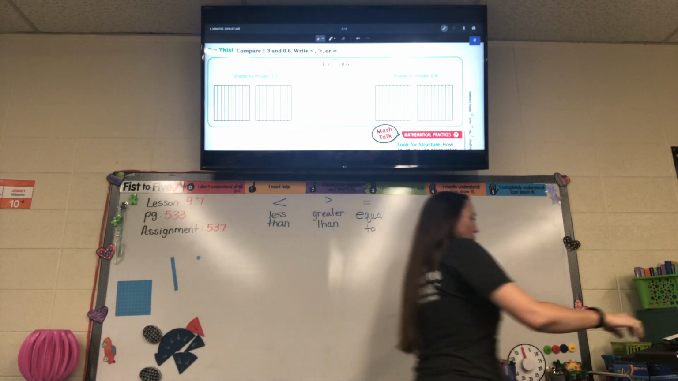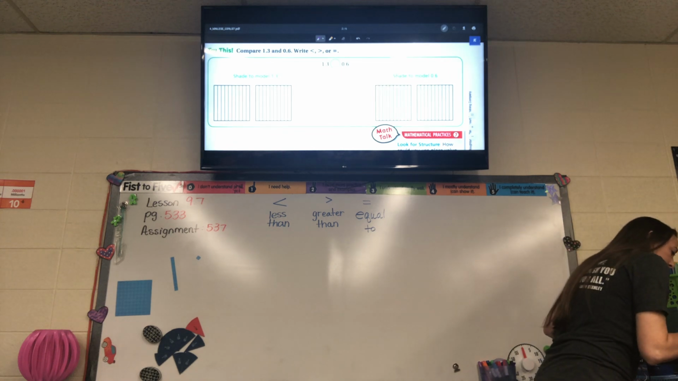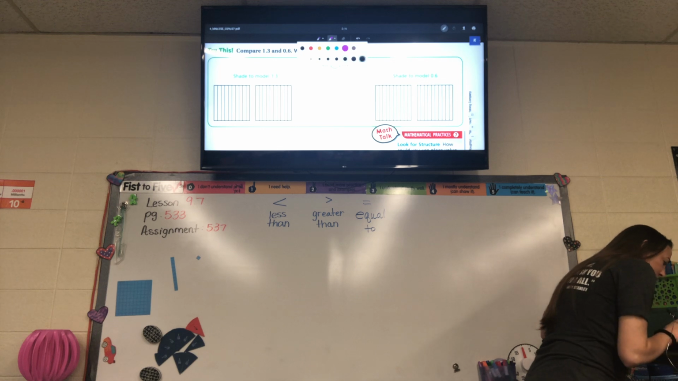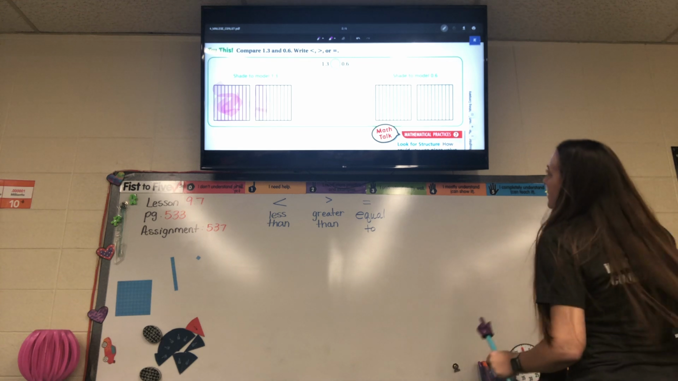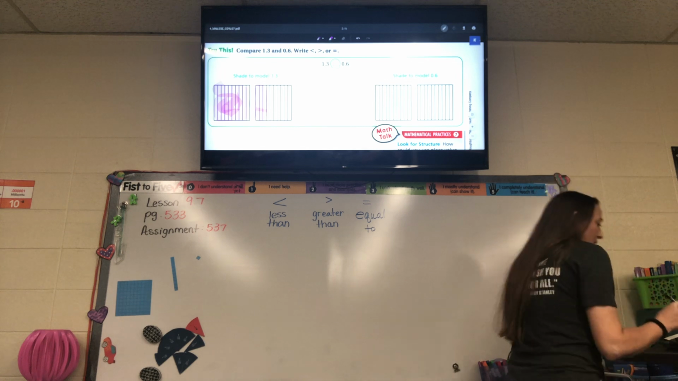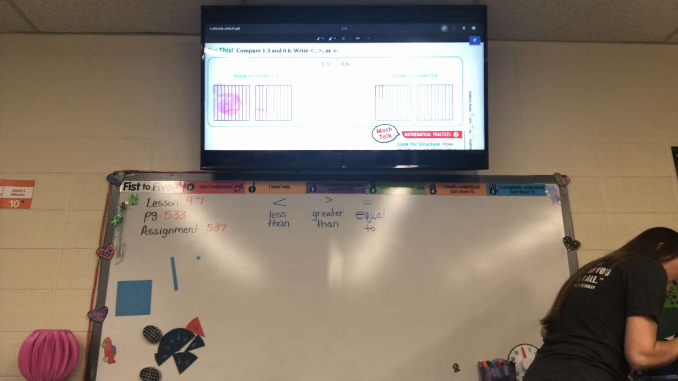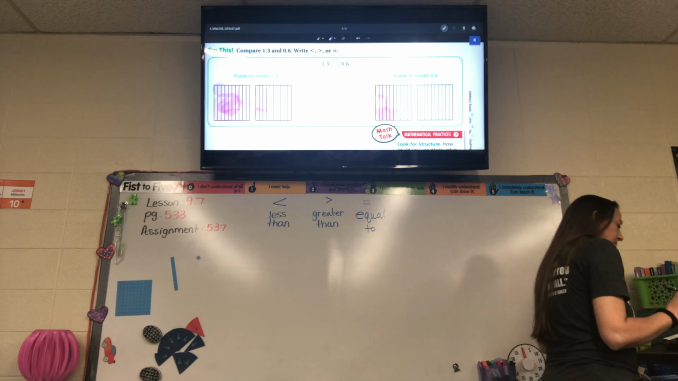All right, now they want us to compare 1 3/10 with 6/10. So we're going to start with shading our model. I'm going to try something a little different on shading this one. I'm going to shade 1 whole and then 3/10. Oh, look at that, that's perfect size. 1 3/10, and then over here I'm going to shade 6/10.